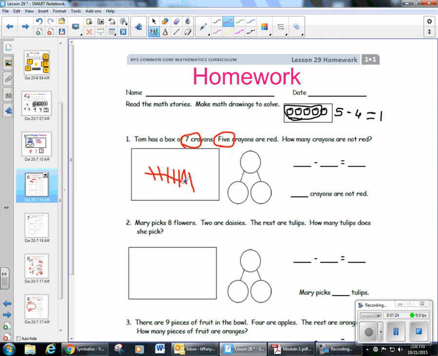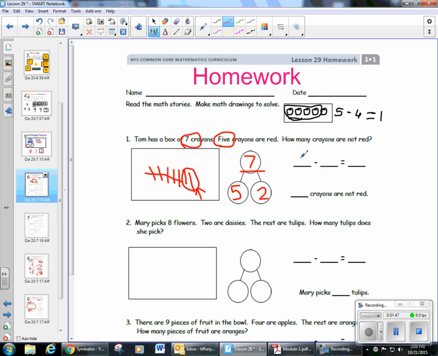And then how many are left? Is a 2. So they're going to fill out their number bond. The top part of the number bond is always the whole number, the largest number, which in this story was 7. And then the 2 parts of that story were 5. And then we found the other part right here, which was 2.